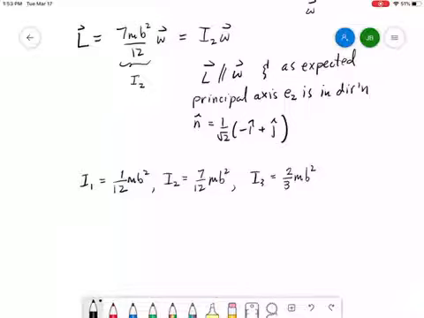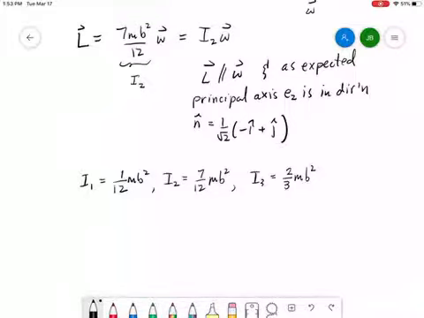You can see this makes sense. The I1, the diagonal axis, is the smallest rotational inertia. And that makes sense because that's where we have an axis with a lot of the mass close to that rotation axis, and so a relatively small rotational inertia.